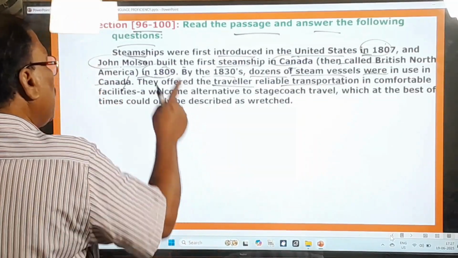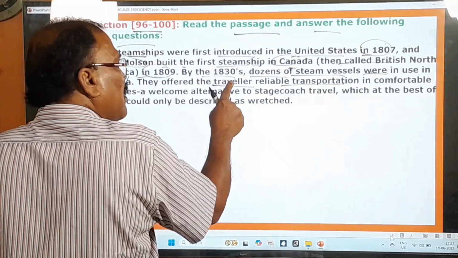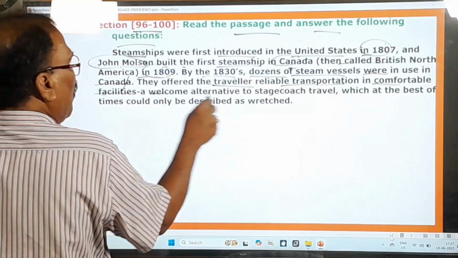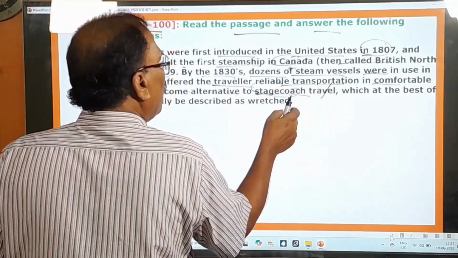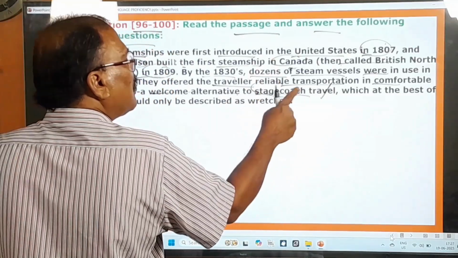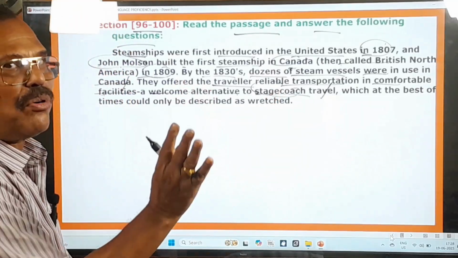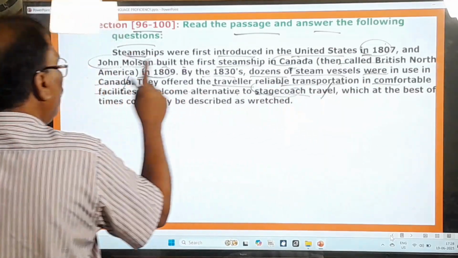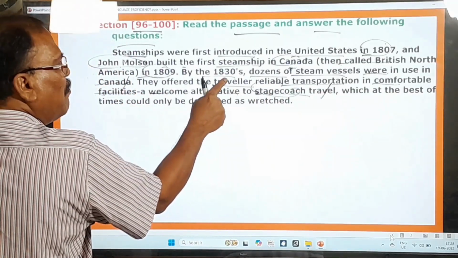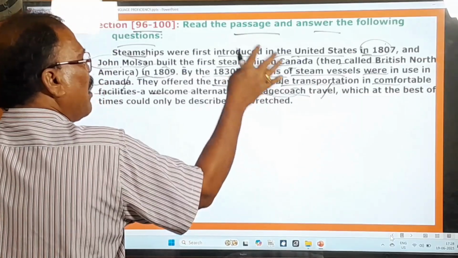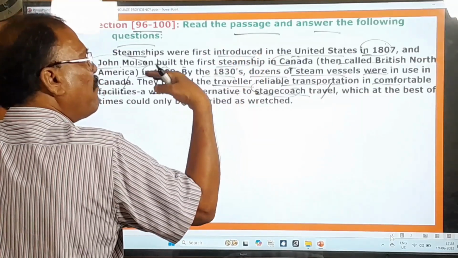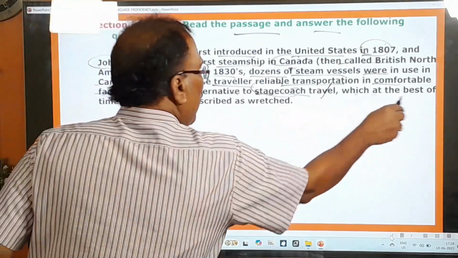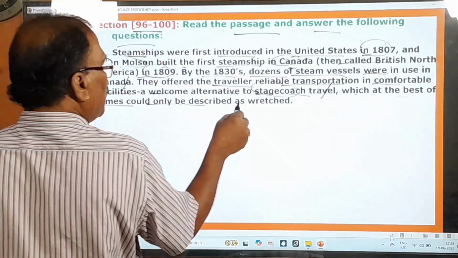So here, these steamships offered travelers reliable, dependable transportation in comfortable facilities, a welcome alternative to stagecoach travel. So here what happened now? Earlier, there used to be only stagecoaches. Some small boats used to be there. So they did not offer a comfortable journey for the travelers, but in the steamships, the travelers were offered a comfortable journey, comfortable facilities, which at the best of times could only be described as wretched.